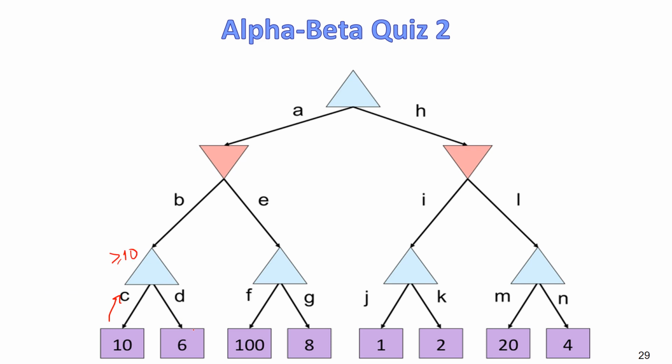Then we have 6. Okay, so 6 will not change anything here. So the value here will be 10. So 10 will be passed up. So now this one will be less than or equal to 10, yes, because that's minimum. Now, should we go to E? Yes. Should we go to F? Yes. Okay, so we'll have 100 here.